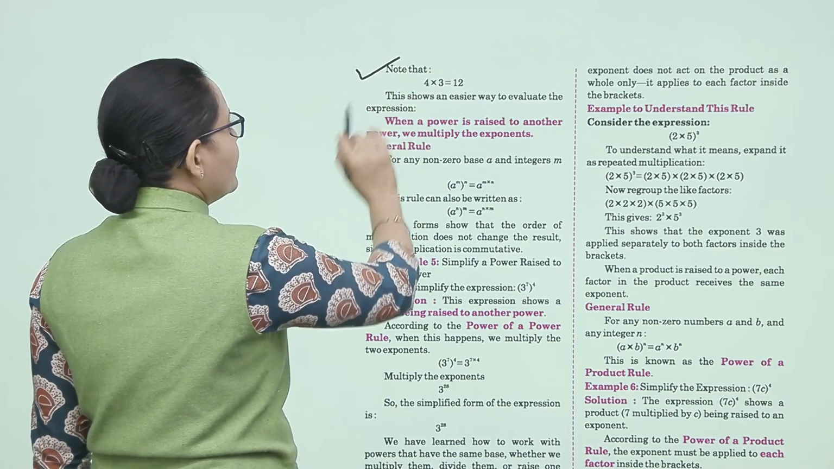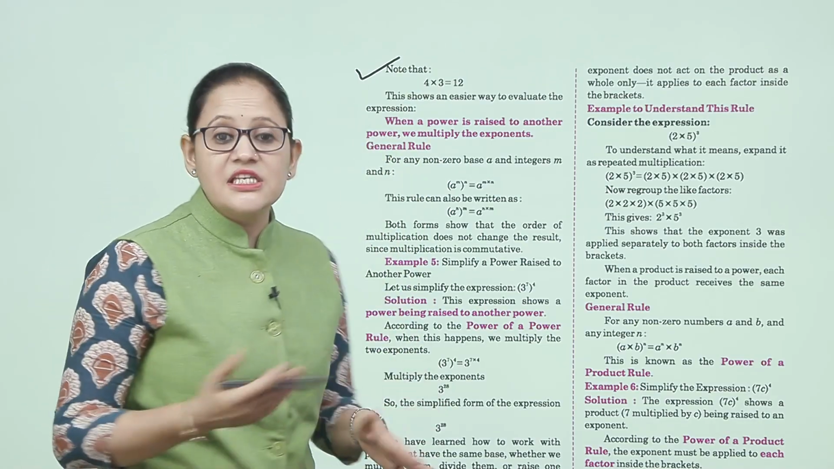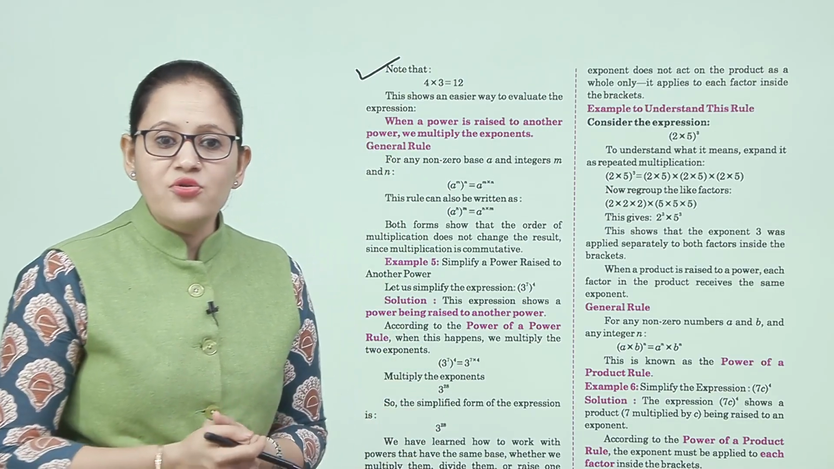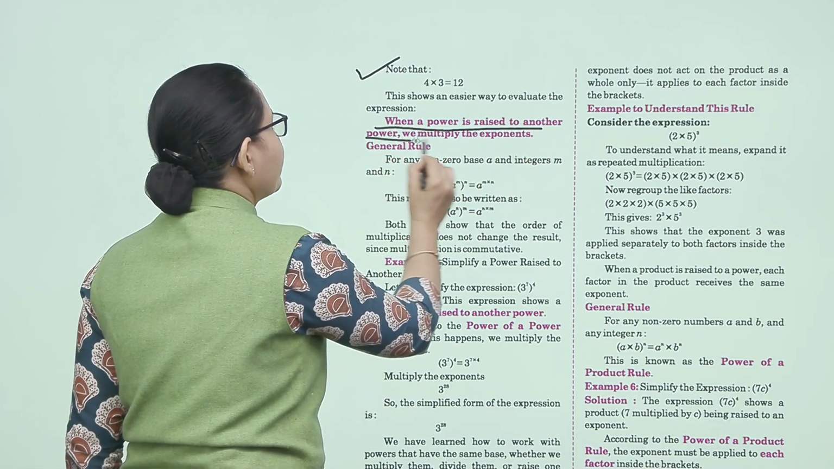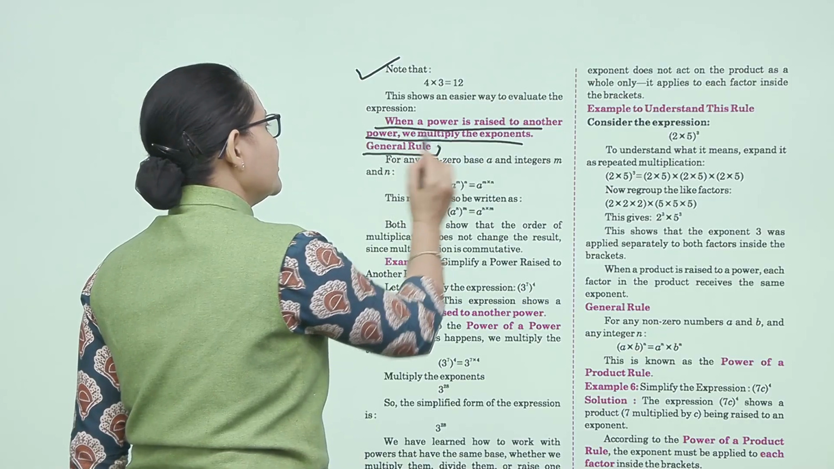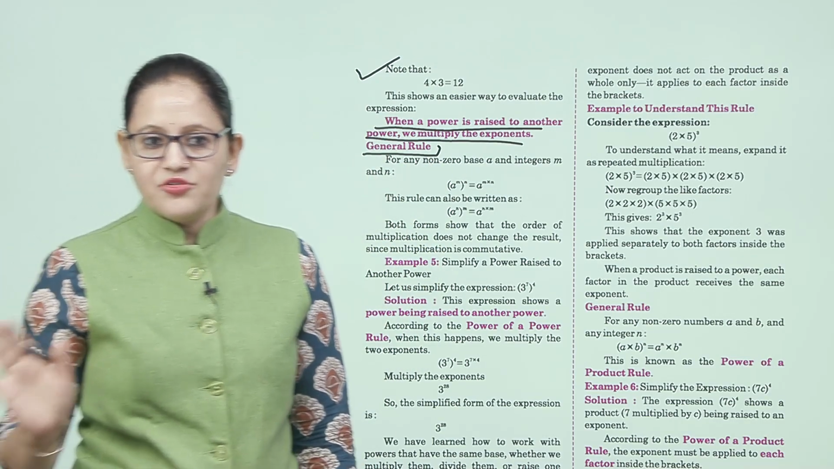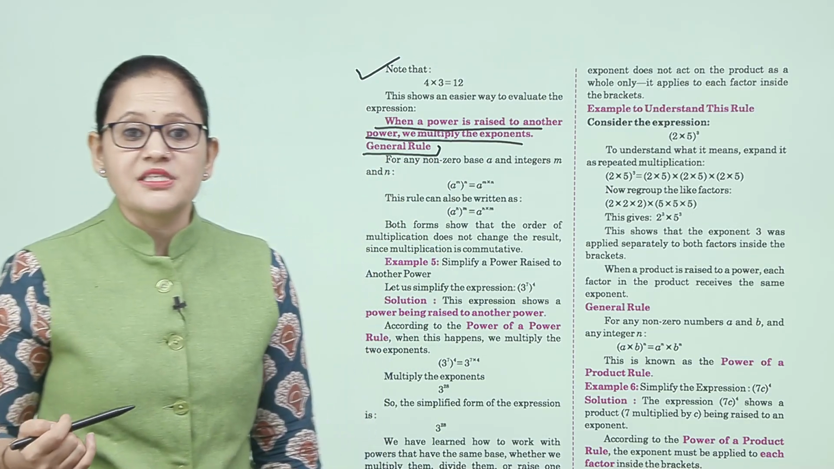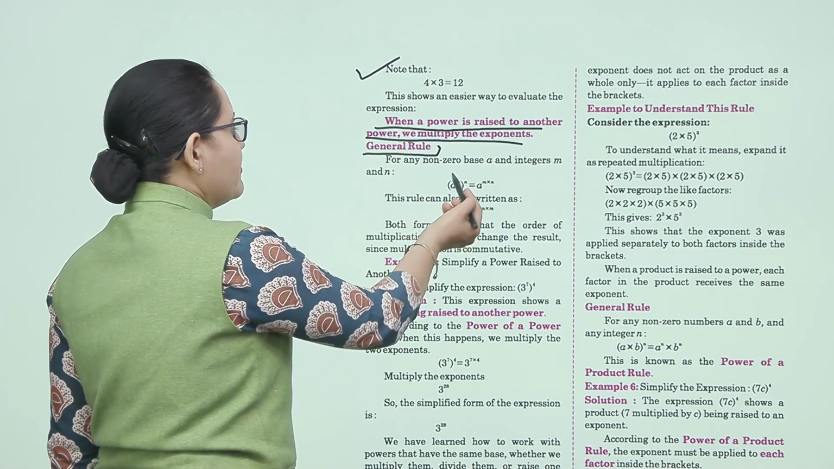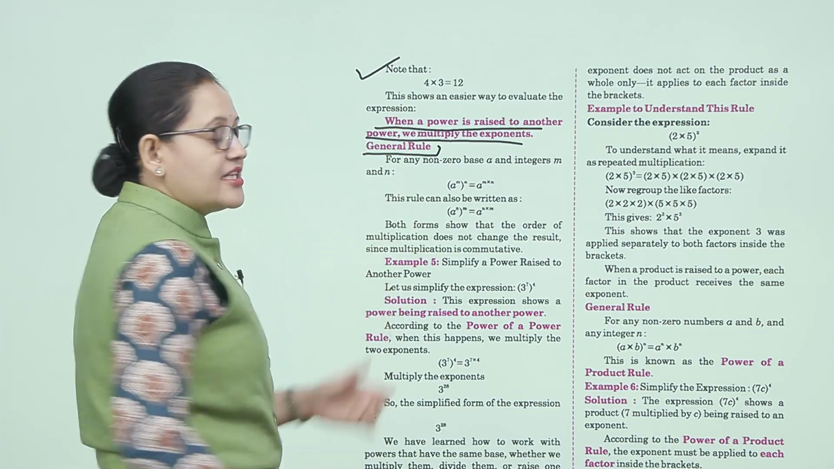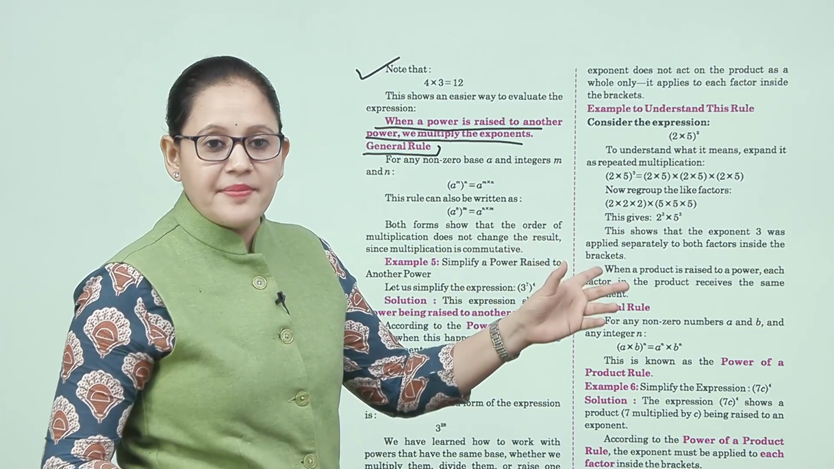Note that 4 into 3, that is 12. It shows the easier way to evaluate the expression. When a power is raised to another power, we multiply the exponents. That is now the general rule for any non-zero base a and integers m and n: a to the power m, whole to the power n, is equal to a to the power m multiplied by n.